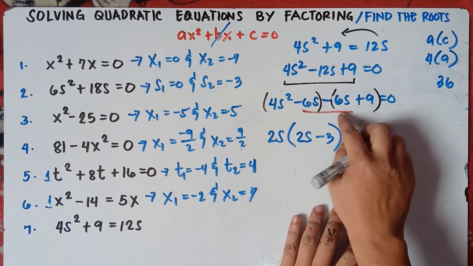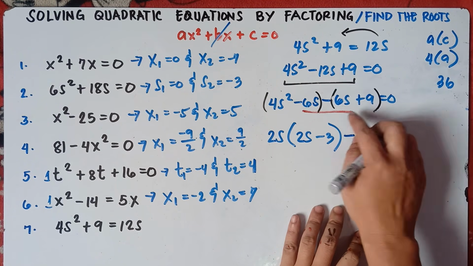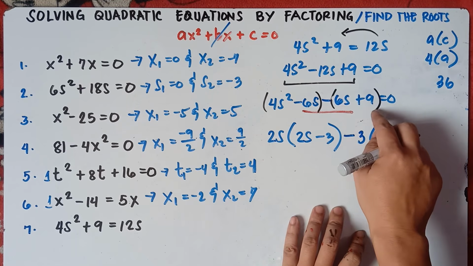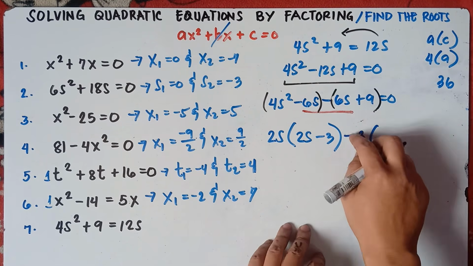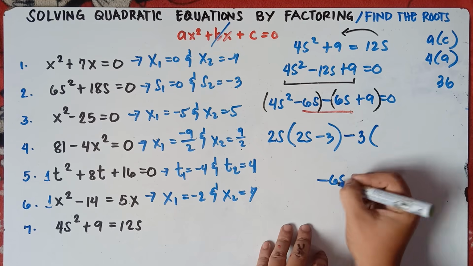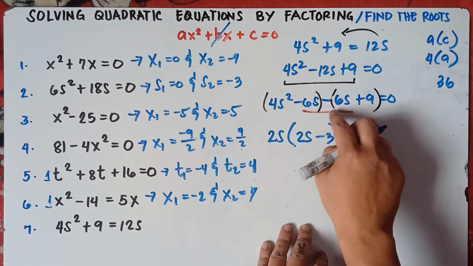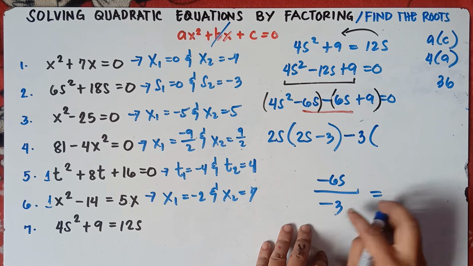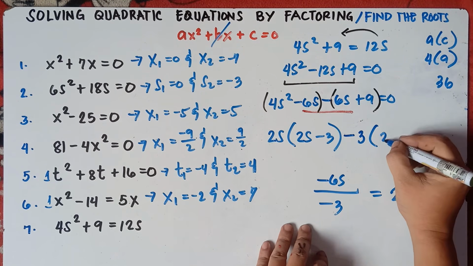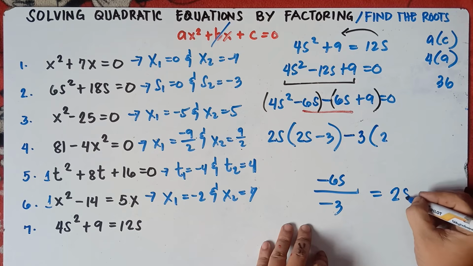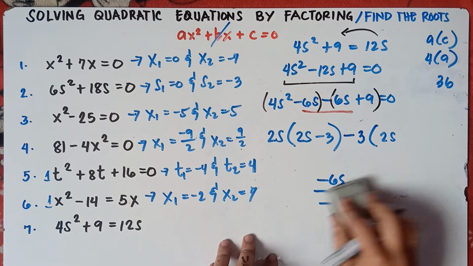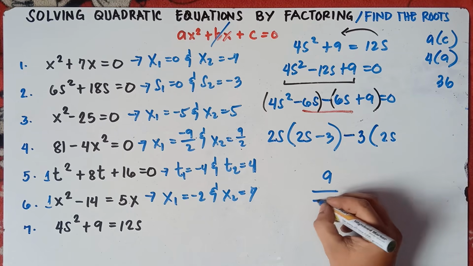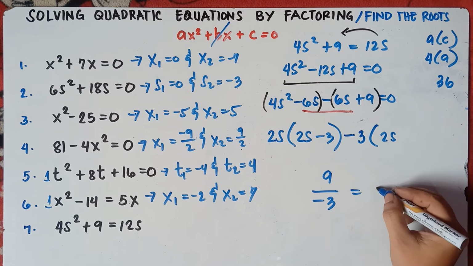And then for negative 6s and 9, we can factor this out by 3. For the variable, class, we cannot factor the variable since 9 doesn't contain a variable. So divide: negative 6s divided by negative 3. Negative 6 divided by negative 3 is 2, and s divided by none, just copy s. So 2s. And 9 divided by negative 3 is negative 3.